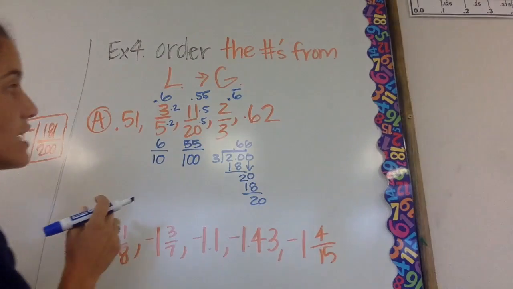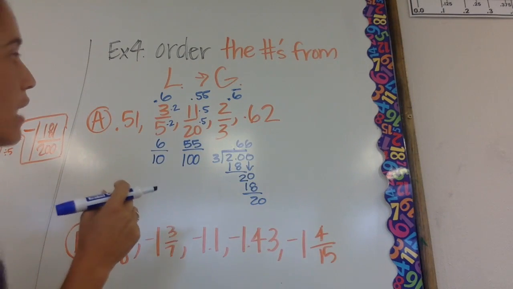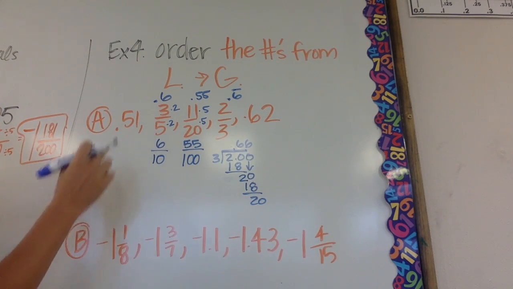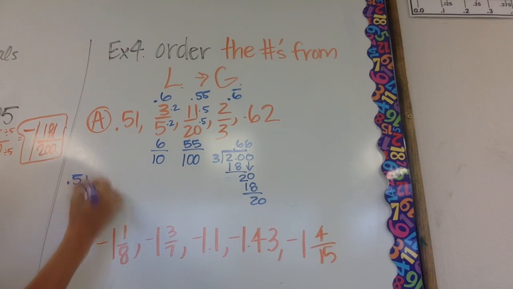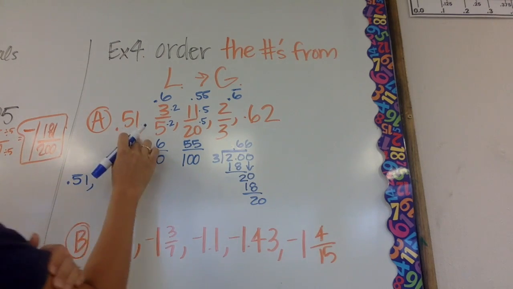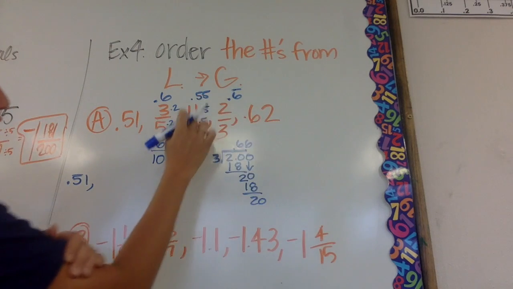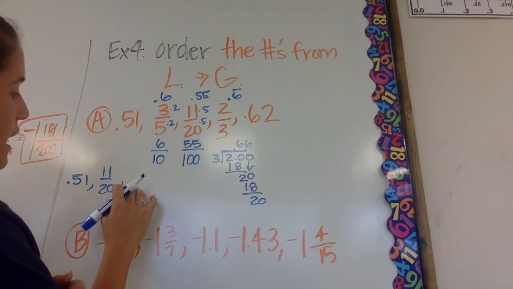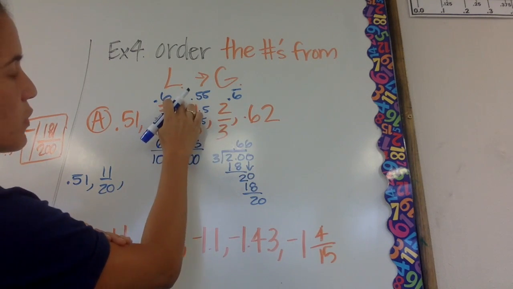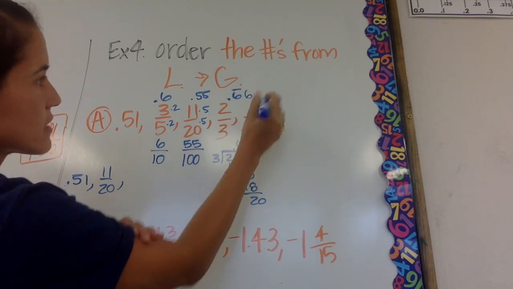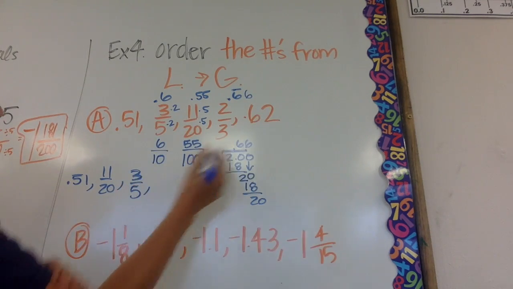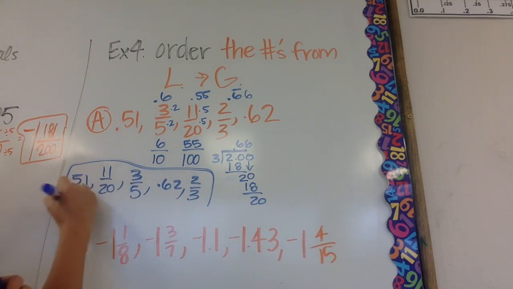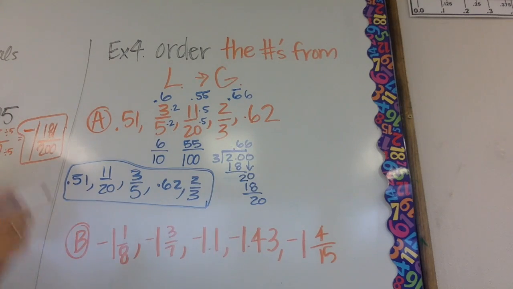So now we can put these in order, and the least up here is going to be 0.51. And then the next one is going to be 0.55, so 11/20. Now remember, you need to write it in your original form. And then the next one is, this is 0.6, and this is 0.66. So 3/5, 0.62, and then 2/3. So that would be your answer in original form.